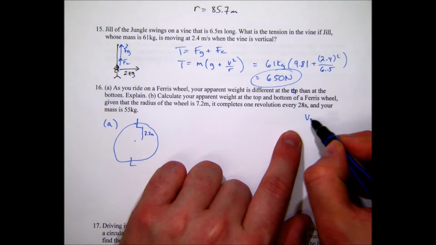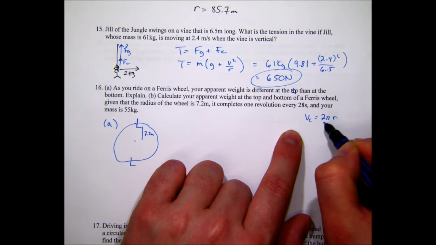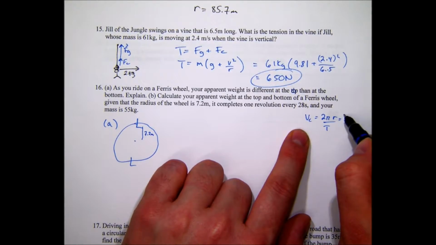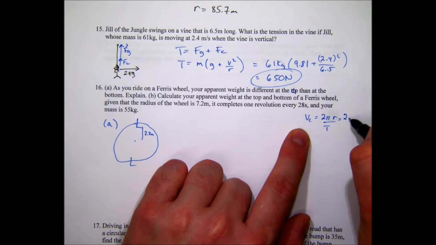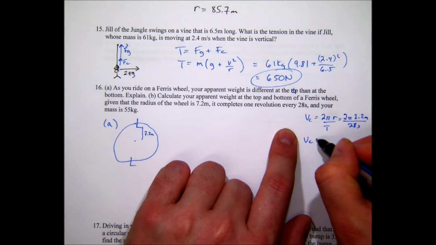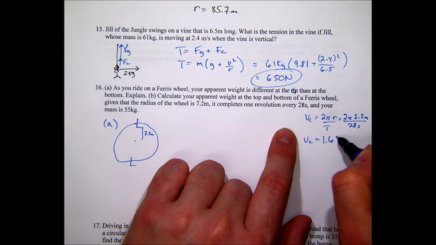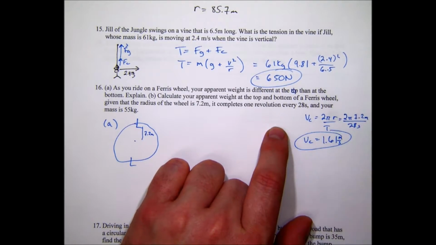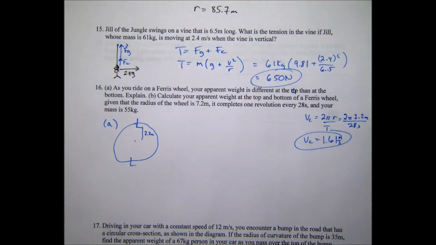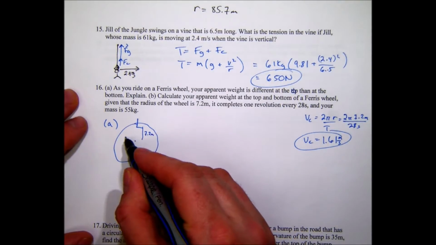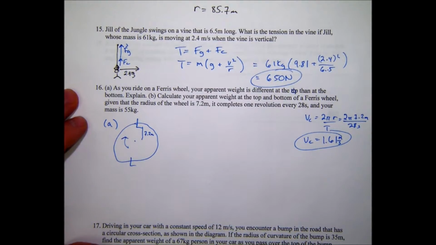So to figure out the circular speed, we just write the formula for circumference over period, and that's equal to 2 times pi times 7.2 meters all over 28 seconds. VC is equal to 1.61 meters per second. So there's the circular speed. So the Ferris wheel is rotating in a circle at 1.61 meters per second.